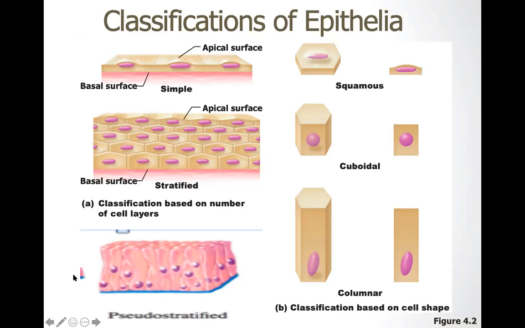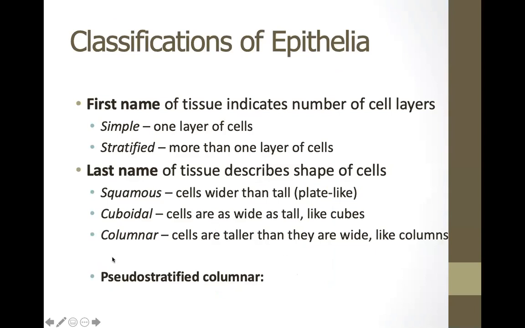Now notice that down here I have a specific type that says pseudostratified, and it doesn't show, but it's basically saying pseudostratified columnar. What do you think that means, guys? Can anybody understand what the word pseudo means? Anybody know what the word pseudo means? Fake. So when you say pseudostratified columnar, what does that mean to you? I'll give you a second to think about it.